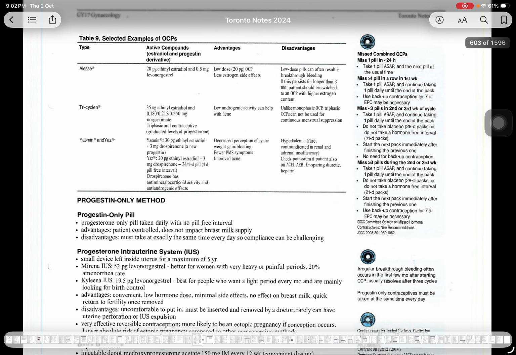Less than three pills missed in the second or third week of the cycle: take one pill ASAP and continue taking one pill daily until the end of the pack. Do not take the placebo. Do not take the hormone-free interval. So you can continue taking.